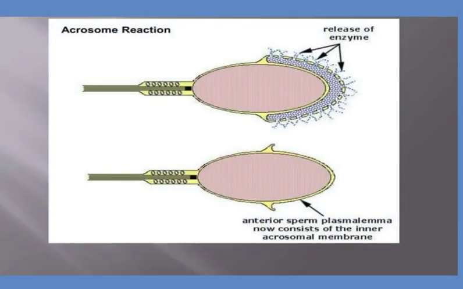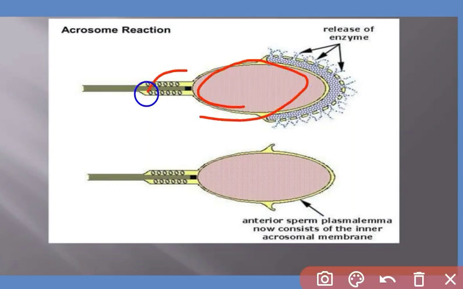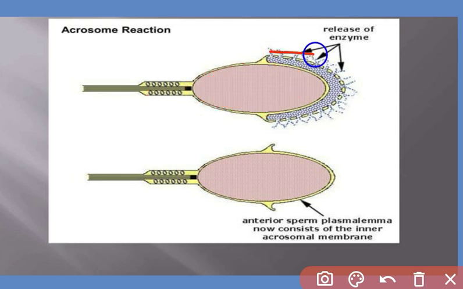So this is the acrosome reaction. This is the head of the sperm, the middle piece and the tail. At the tip of the head, there is a cone-like projection known as the acrosome, and after binding to the plasma membrane of the egg cell, the acrosome releases enzymes known as lysins and proteolytic enzymes. These enzymes break down or degrade the zona pellucida, the jelly coat of the egg cell, so that the entry of the sperm cell into the cytoplasm of the egg cell can happen.